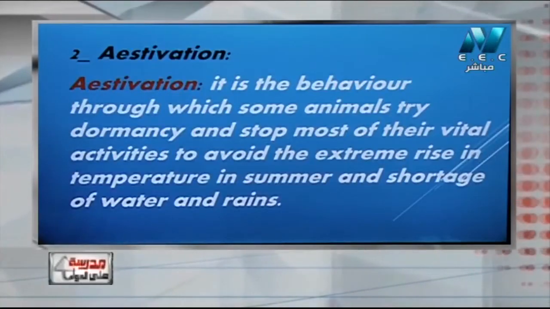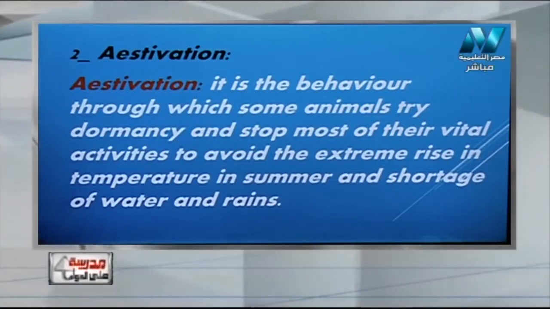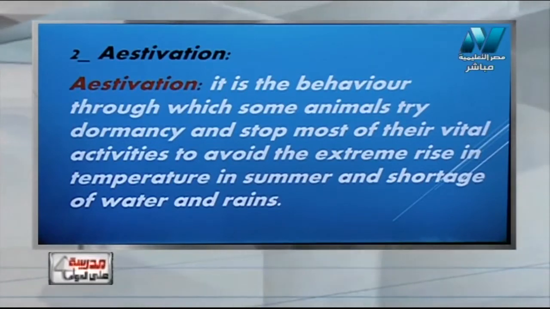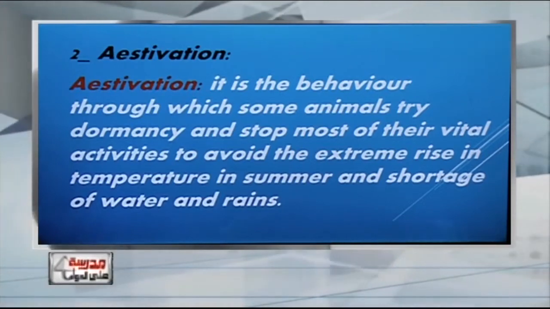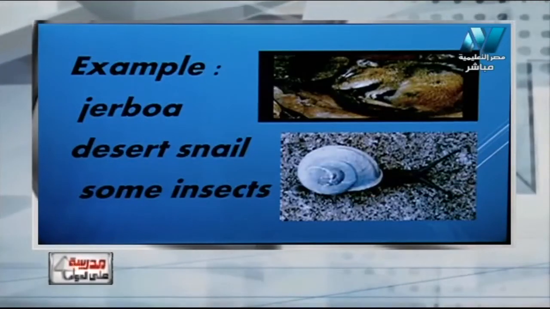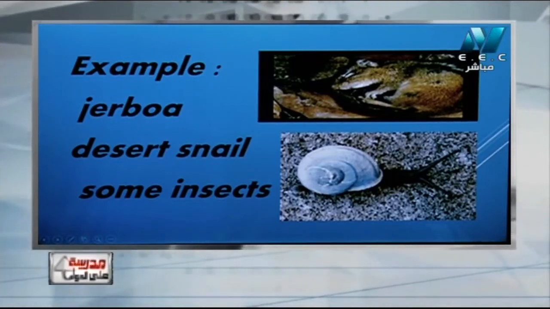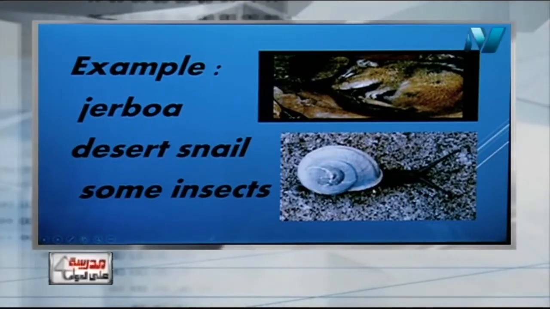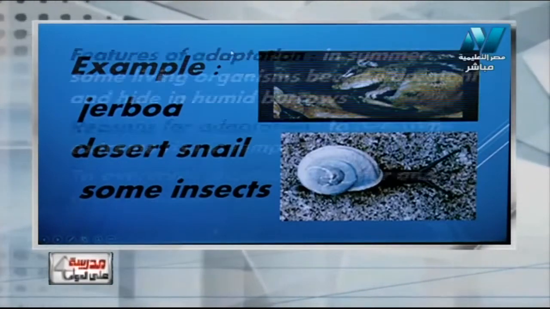As you see on the monitor, again, estivation is the behavior through which some animals become dormant and stop most of their vital activities to avoid extreme rise in temperature in summer and shortage of water and rains, especially the animals which live in desert. Examples: the gerbil, the desert snail, and some insects. They undergo estivation.